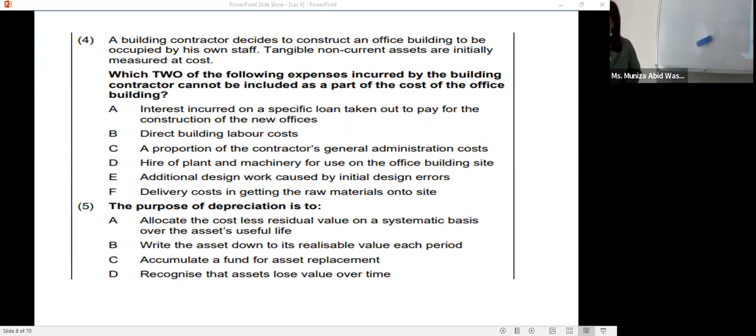A building contractor decides to construct an office building to be occupied by his own staff. Tangible non-current assets are initially measured at cost. Which two of the following expenses incurred on the building or by the building contractor cannot be included as the part of the cost of the office building? Tell me, see this question and tell me which two of the following expenses cannot be included as the part of the cost of the office building.